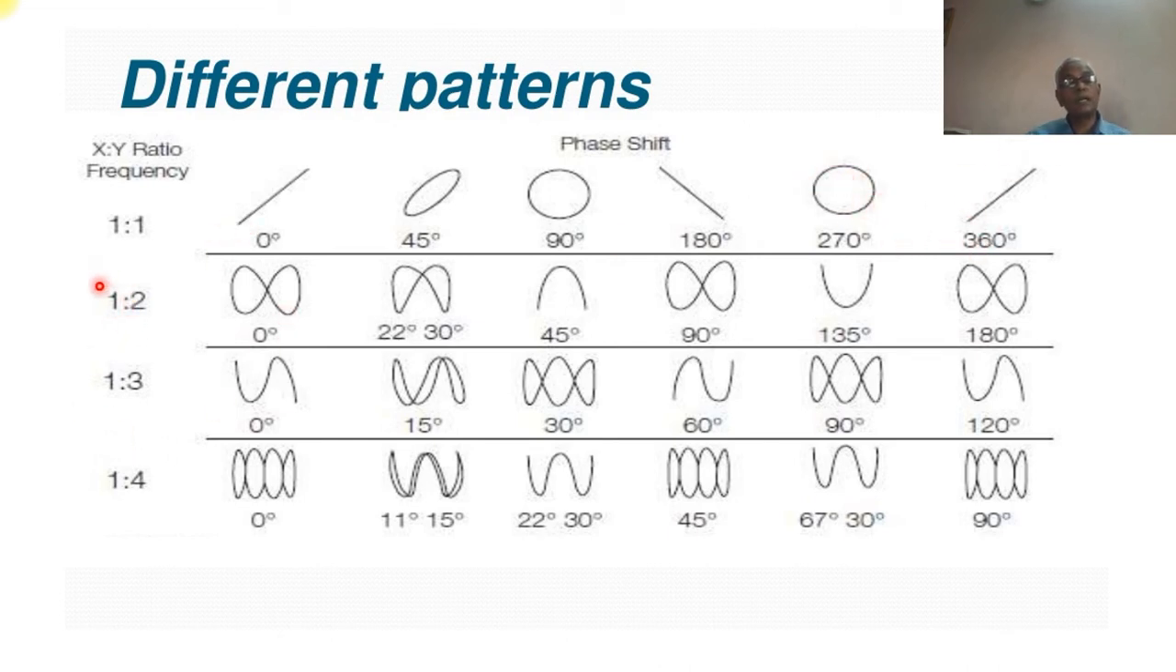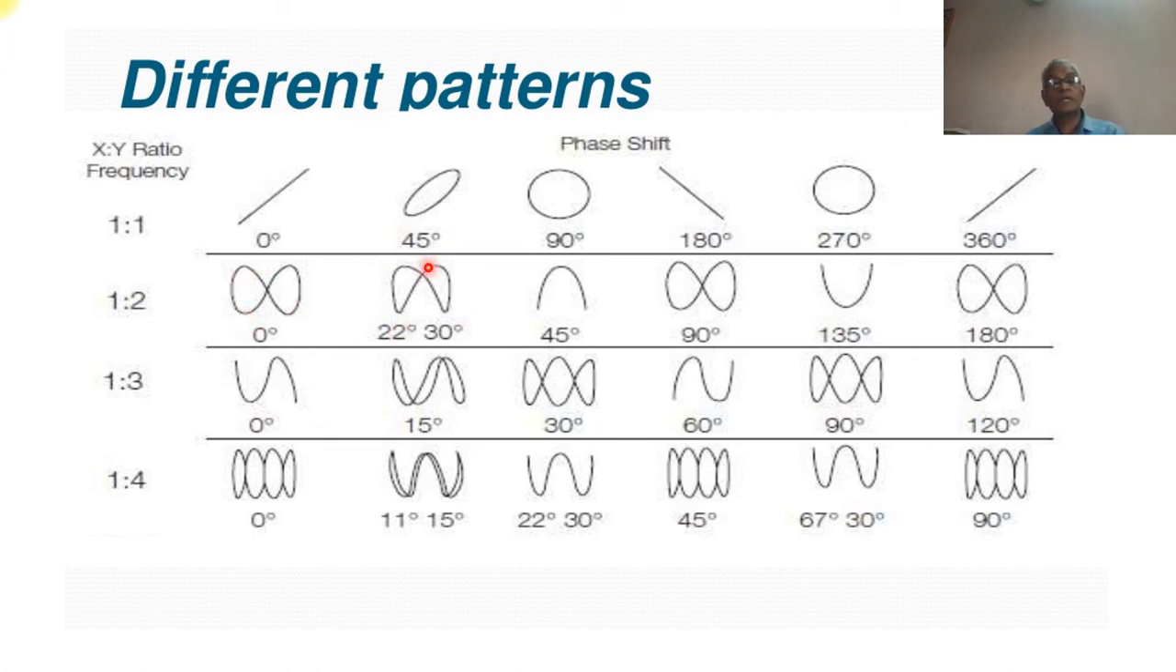180 degrees again a straight line, but the slope will be different, 270 again a circle, 360 again this kind of line. If the ratio is 1 is to 2, suppose I consider the x frequency to be 50, then the y frequency, along the vertical axis, will be 100 in that proportion, and for 0 phase we get a figure of 8.